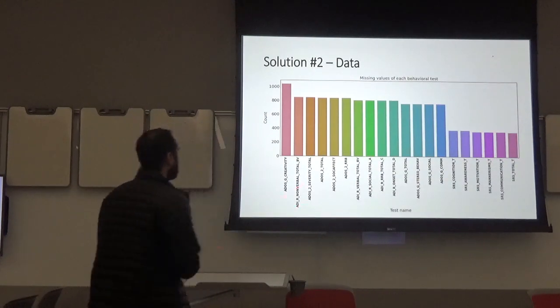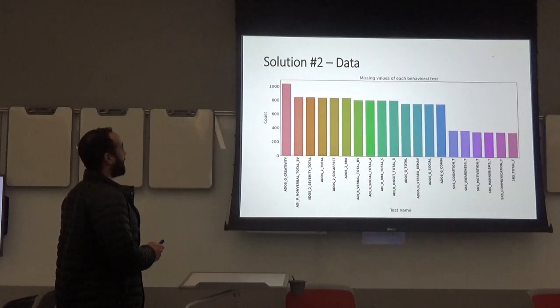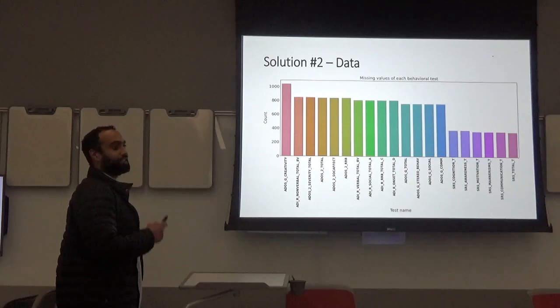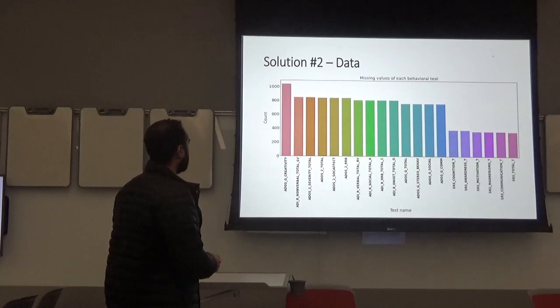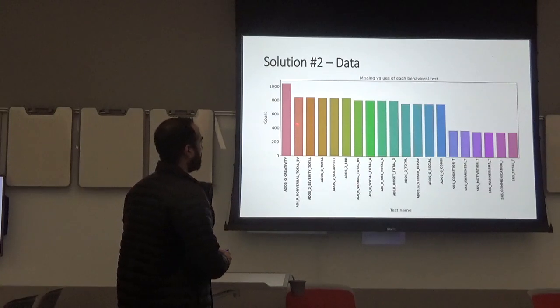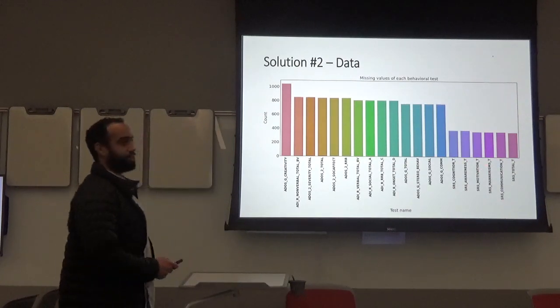So we just counted how many missing values we have. For ADOS, we have like 1,000 missing values, so there are 1,000 subjects whose ADOS we don't know. For ADI-R, we have like 800. And then we kept going until we found a very interesting test called SRS. This test has the fewest missing values.